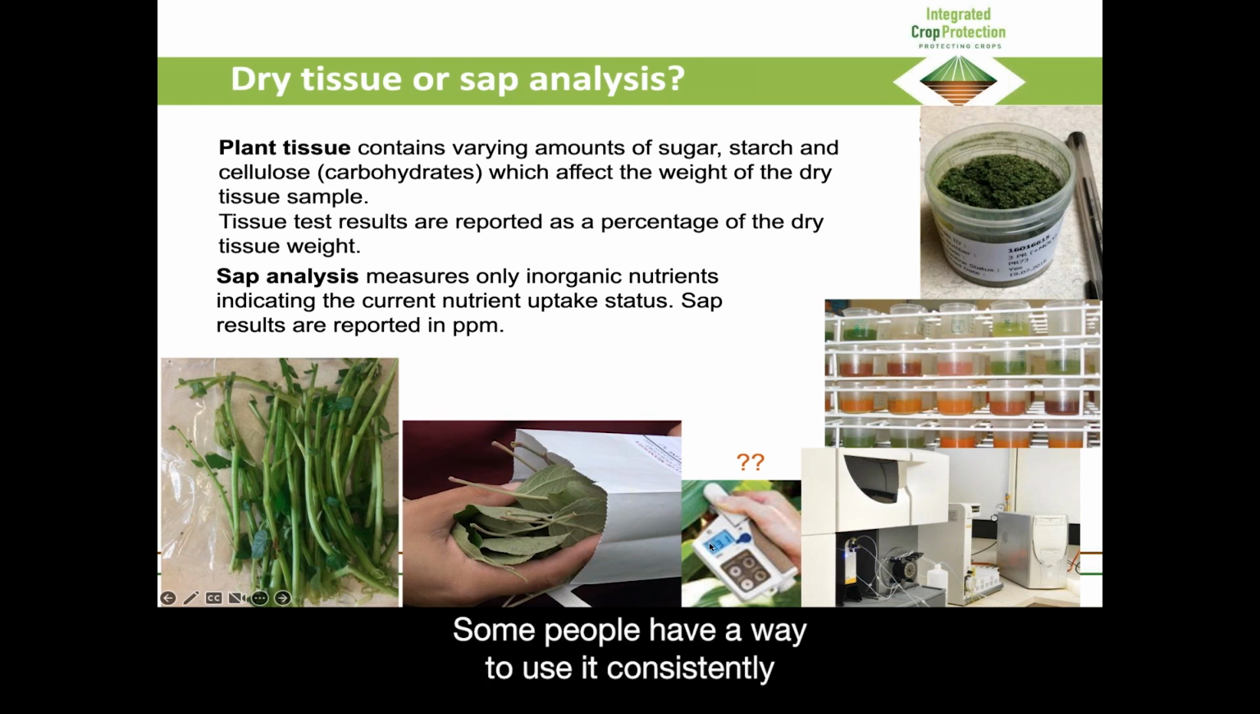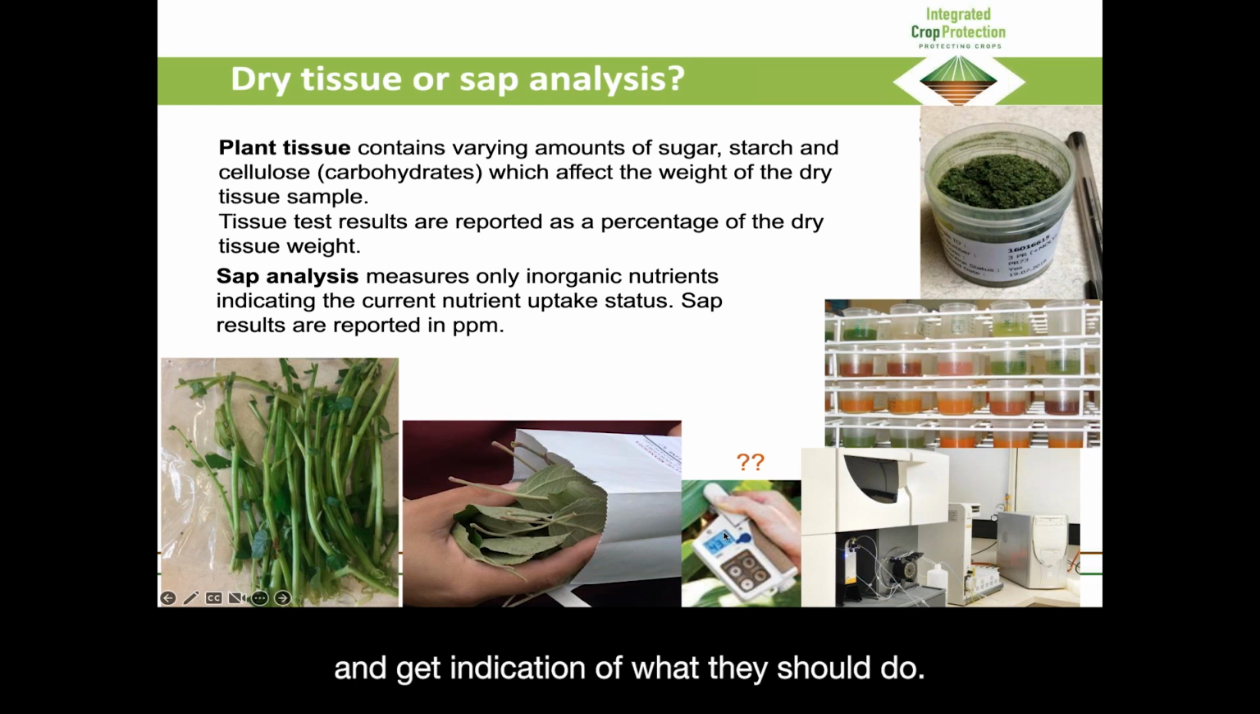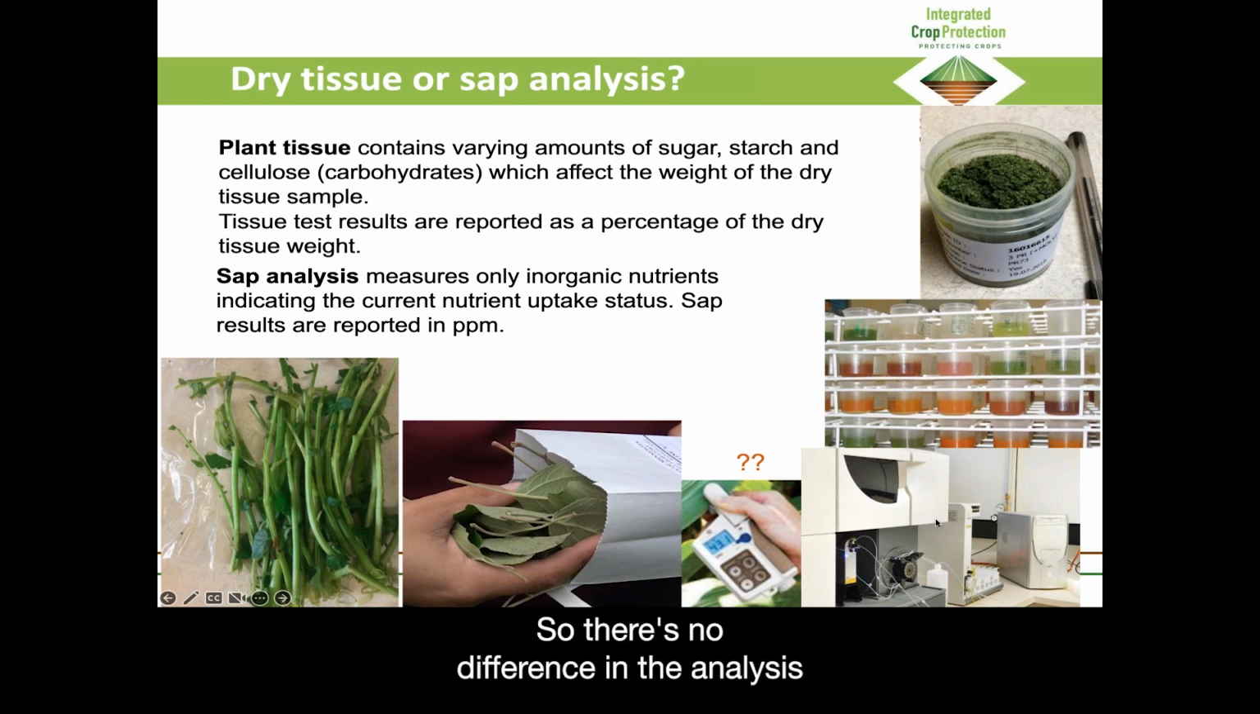Some people have a way to use it consistently and get an indication of what they should do, but the dry tissue analysis and the sap analysis are all run on state-of-the-art modern equipment, and it's all the same equipment. So there's no difference in the analysis in a lab between both samples. The other reason people don't want to sample for sap is saying, oh, you always have to do it at 6 o'clock in the morning. That's also not really correct.